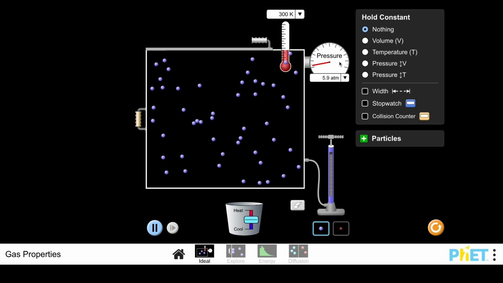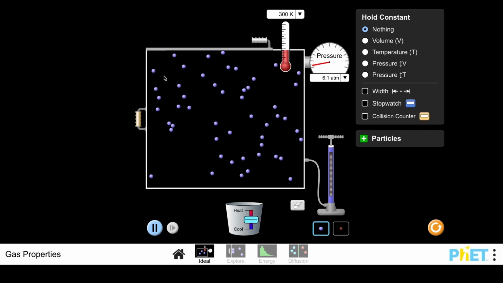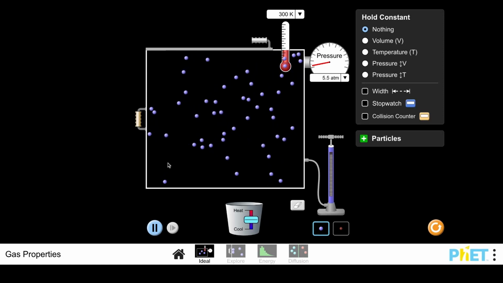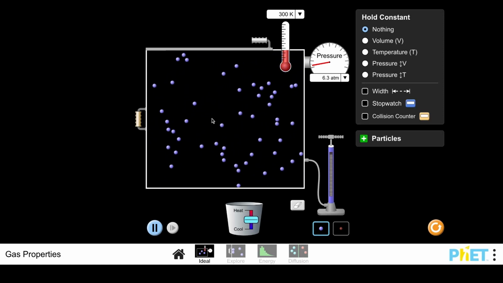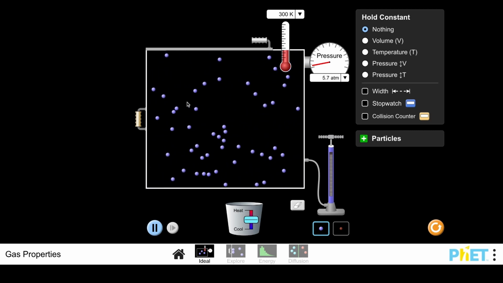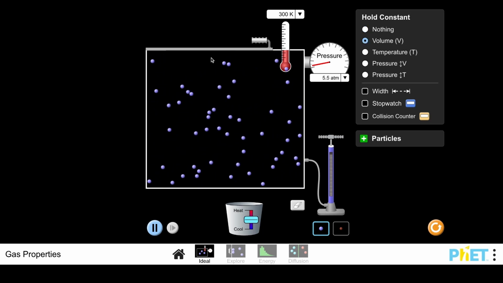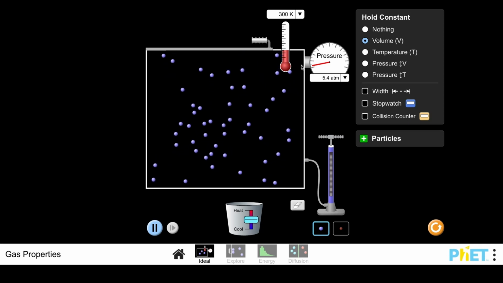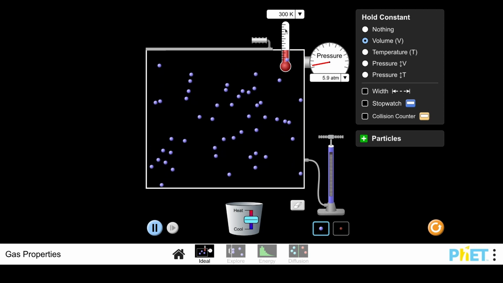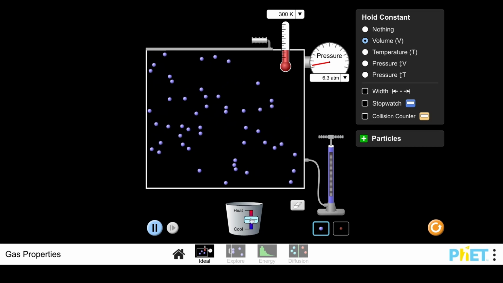Now the gas pressure right here is basically the pressure from these particles hitting this container. It shows the pressure when the gas particles hit the container. So what I'm going to do is keep the volume constant, so the size of this container is going to stay the same. And I'm going to raise the temperature, and then after that lower the temperature, to see the trends in this experiment. Let's go.